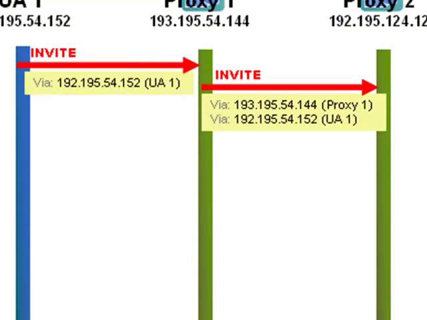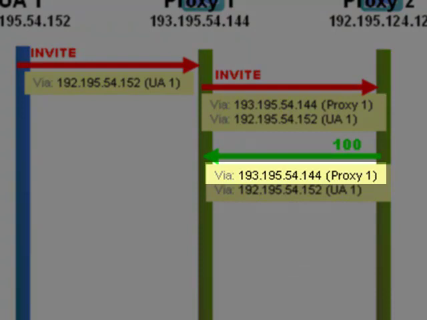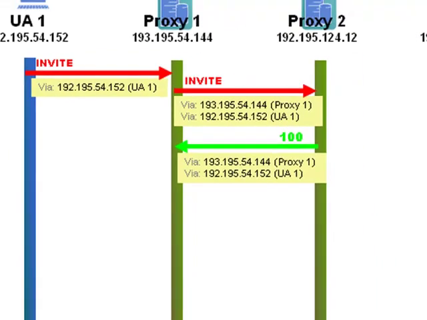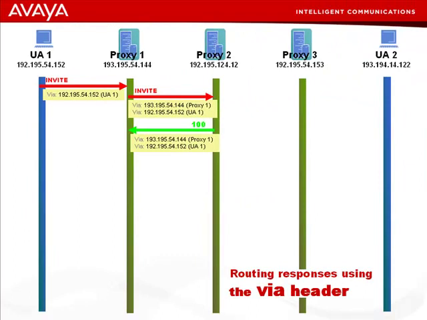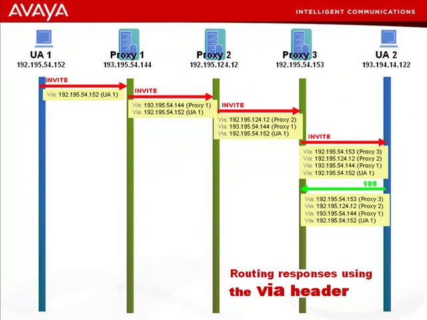When server 2 gets the request, it knows to send the response to the top address in the via list, back to server 1. Now don't forget, of course, that 100 responses are for reliable delivery only and therefore don't get propagated upstream. Now server 2 and server 3 do likewise, adding their addresses to the top of the via list as via headers. In other words, supplying routing information so that the guys downstream know where to send their responses back.